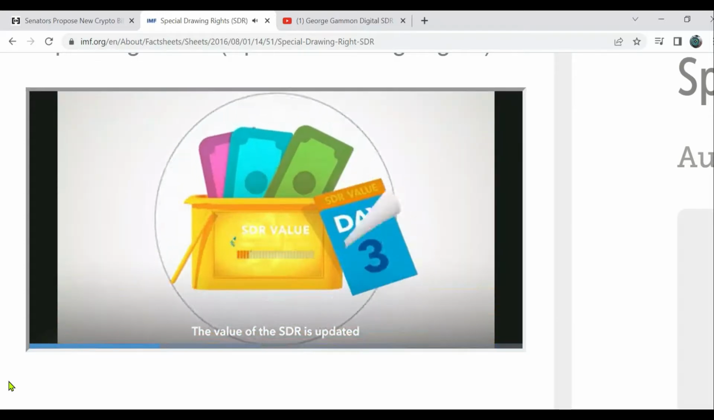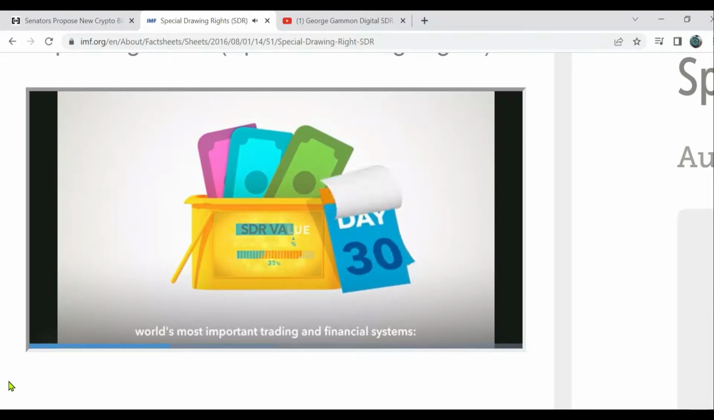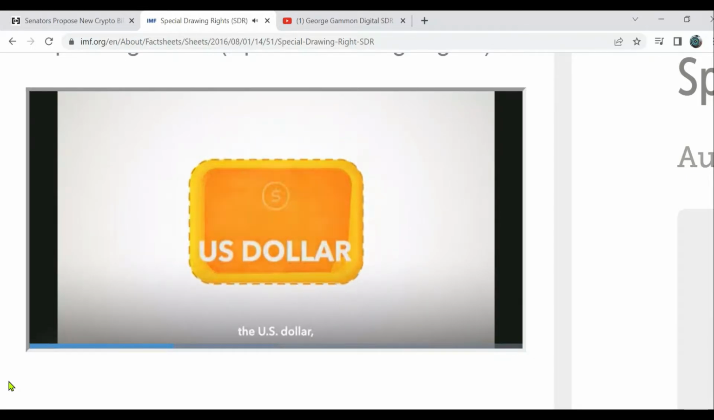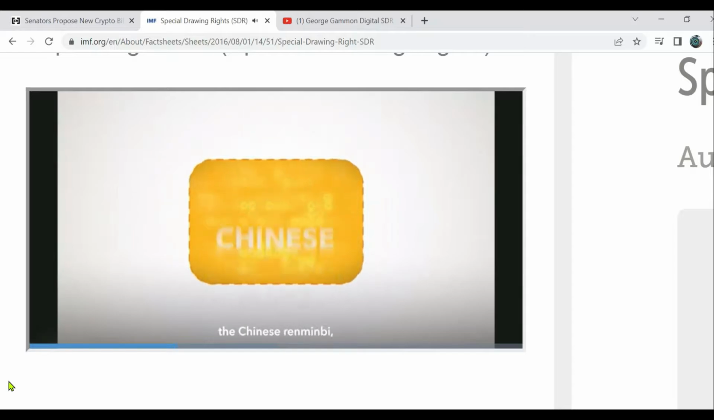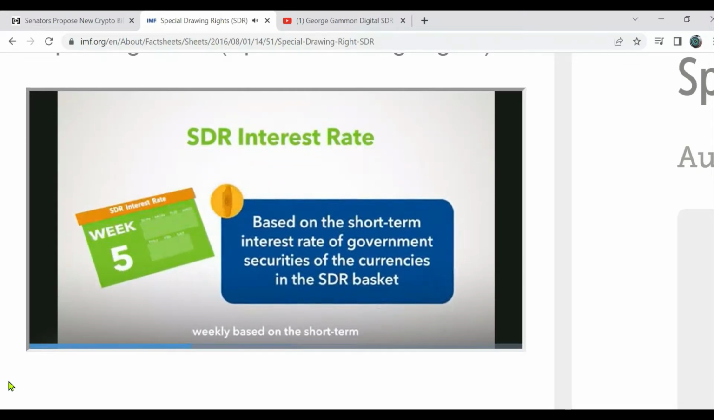The value of the SDR is updated daily and defined by a basket of major currencies used in the world's most important trading and financial systems: the US dollar, the euro, the Chinese renminbi, the Japanese yen, and the UK pound sterling. The SDR's interest rate is adjusted weekly based on the short-term interest rate of government securities of the currencies in the SDR basket.